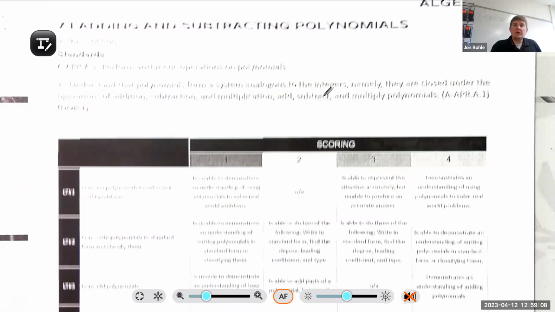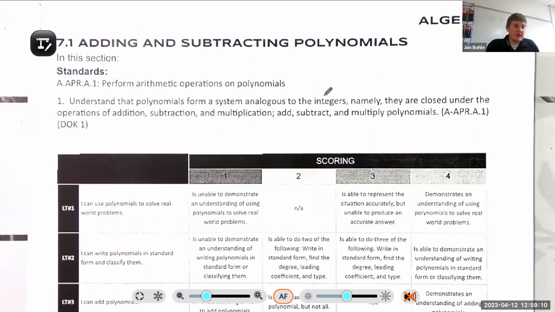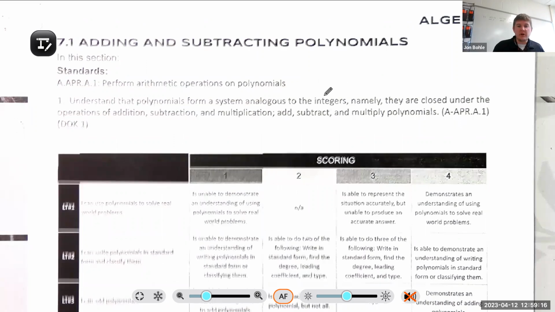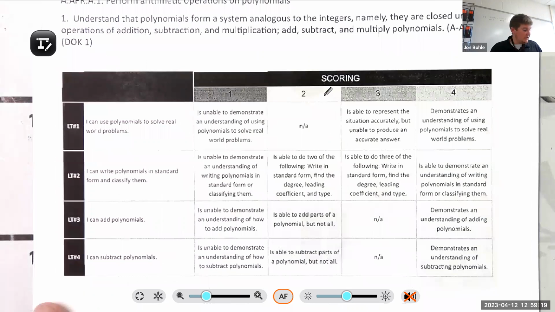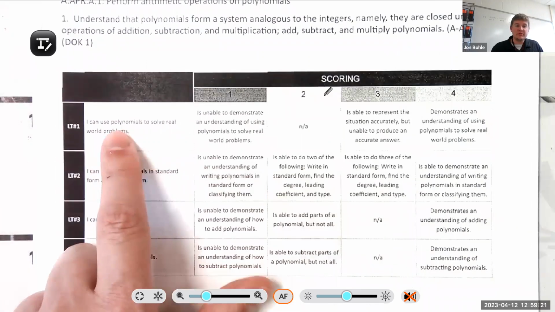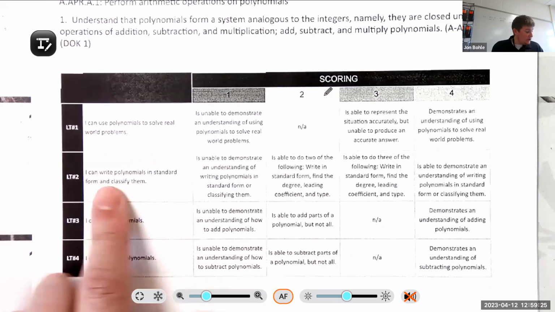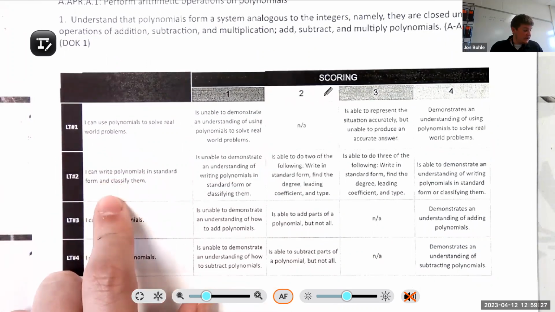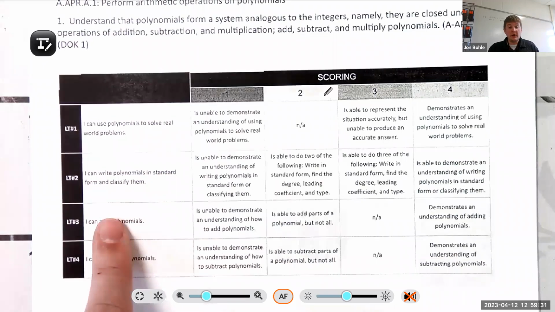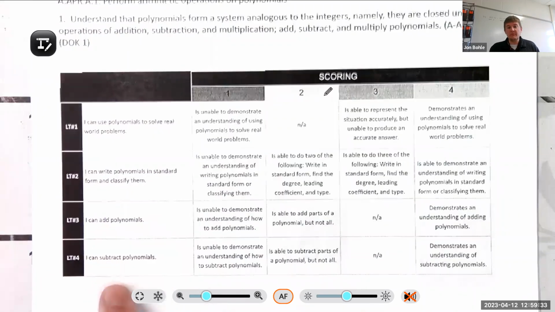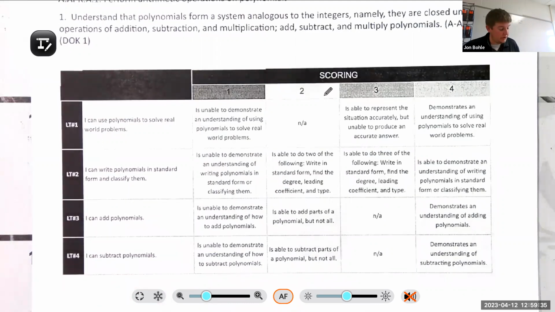Okay, so we are going to work on 7.1, adding and subtracting polynomials. Within this section, we're going to have 4 different learning targets we're going to address. The first is being able to use polynomials to solve real-world problems. Then that you can write and classify polynomials in standard form. We're going to be able to add polynomials, and then we're going to be able to subtract polynomials additionally.